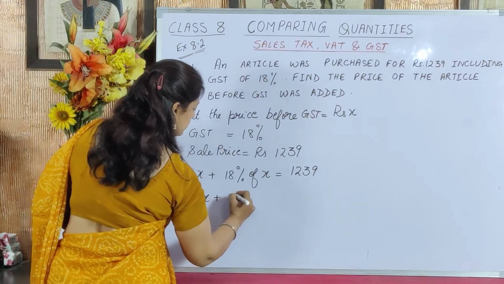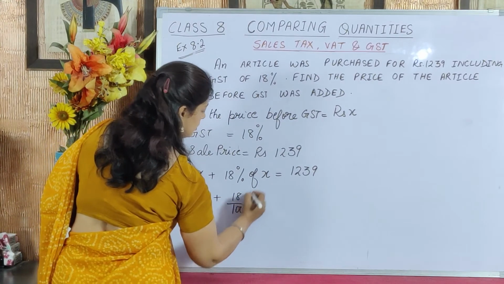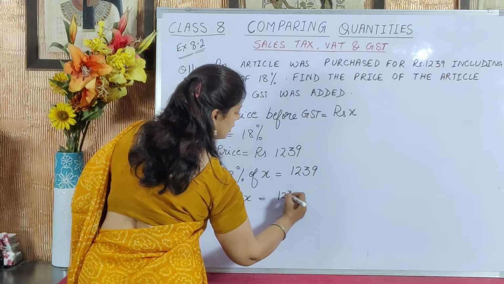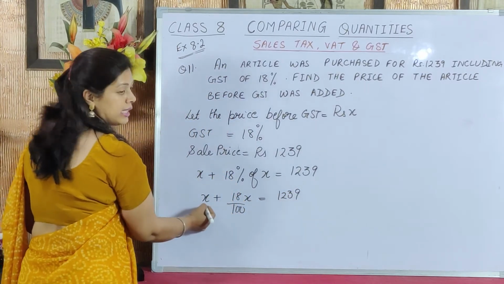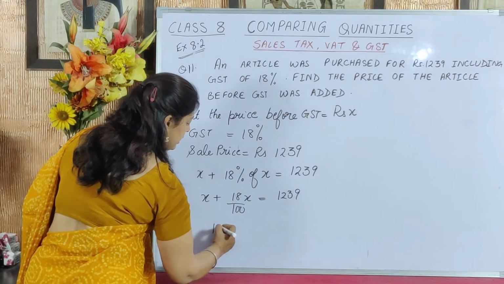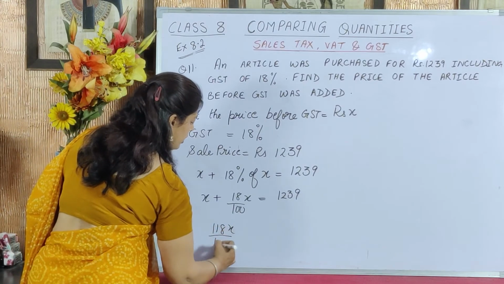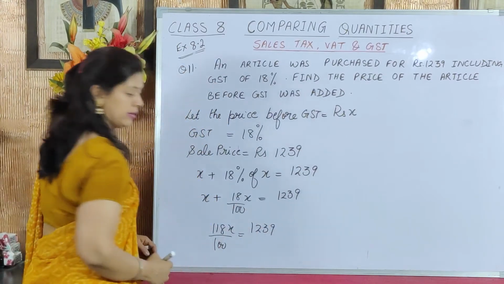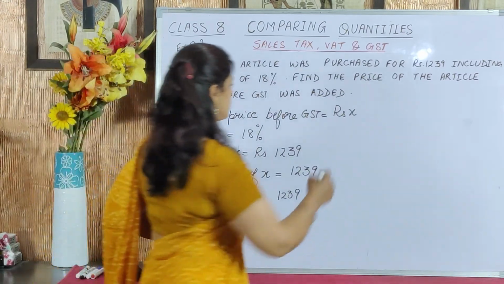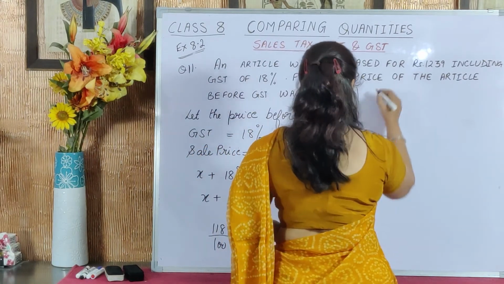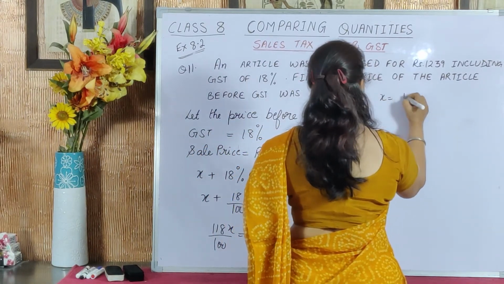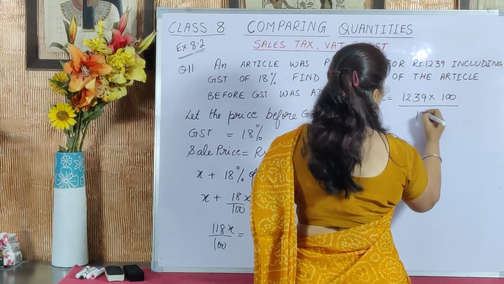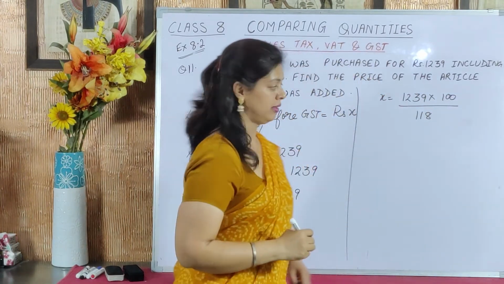Therefore, X plus 18 upon 100 into X is 18X upon 100, which is equal to 1239. Taking the LCM, we get 100 plus 18, which is 118X upon 100 is equal to 1239. Therefore, what will be the value of X? Cross multiply. X will be equal to 1239 multiplied by 100 divided by 118.